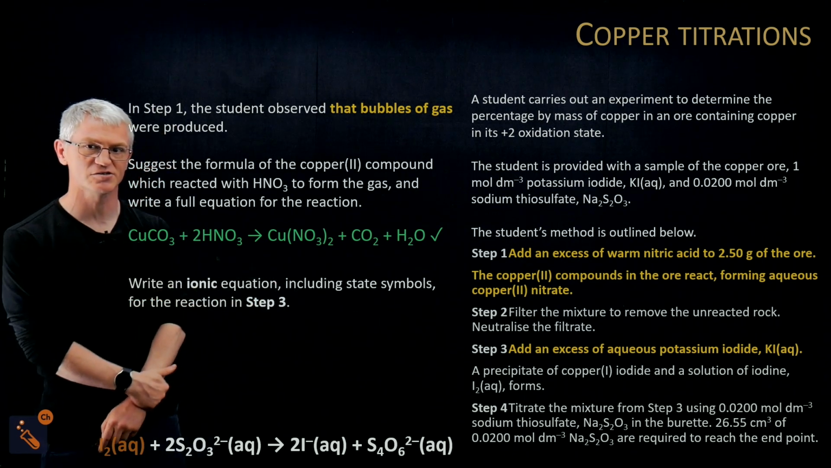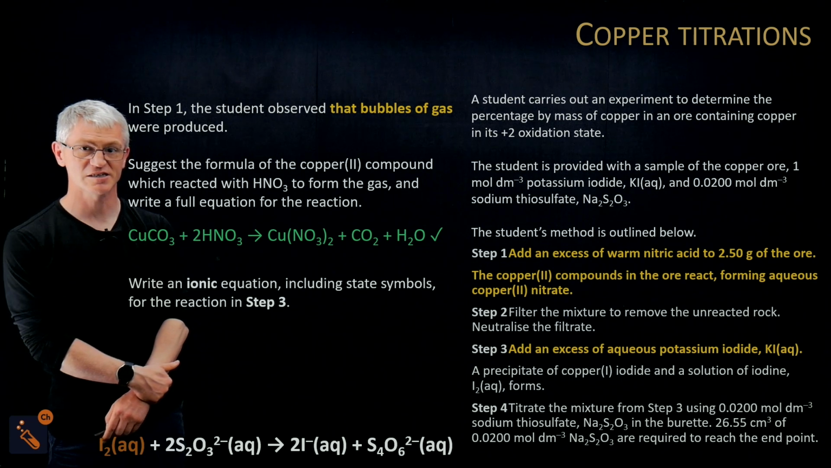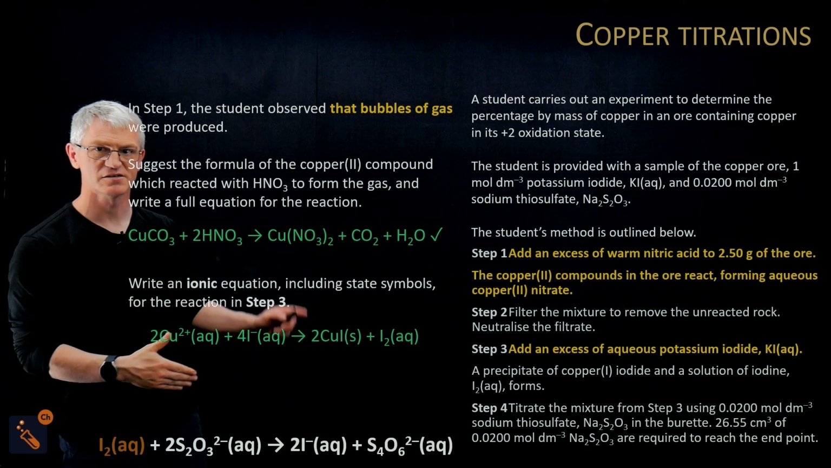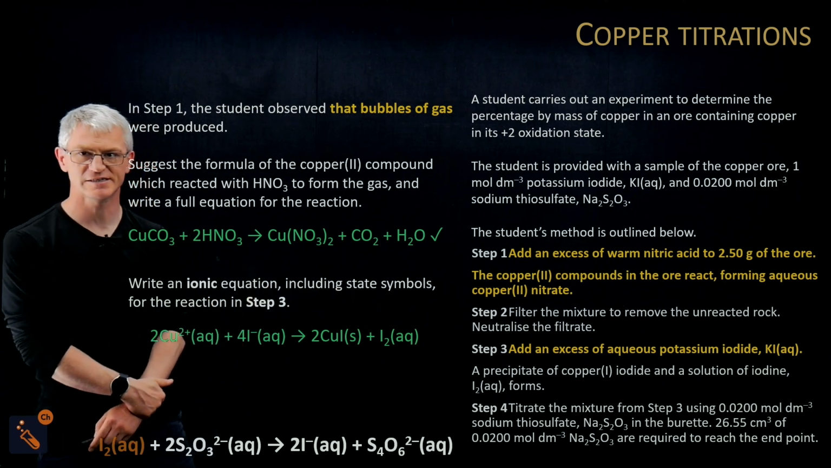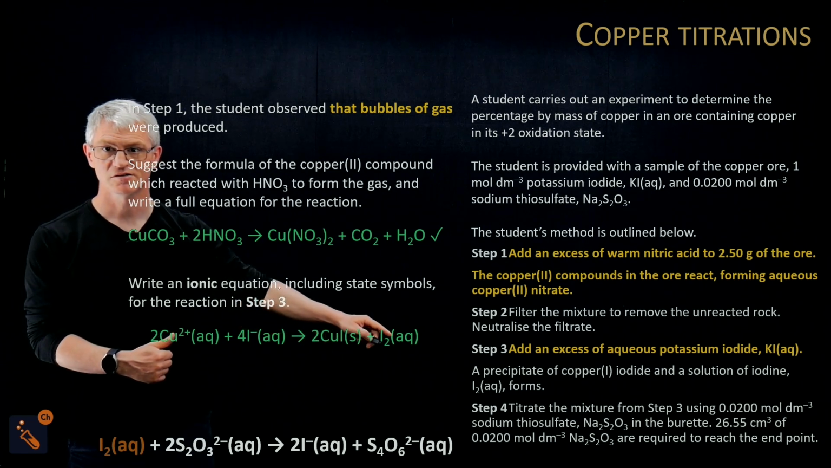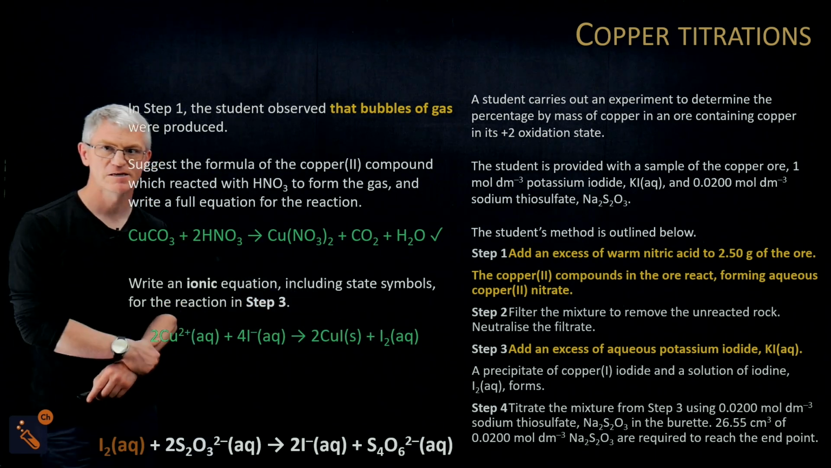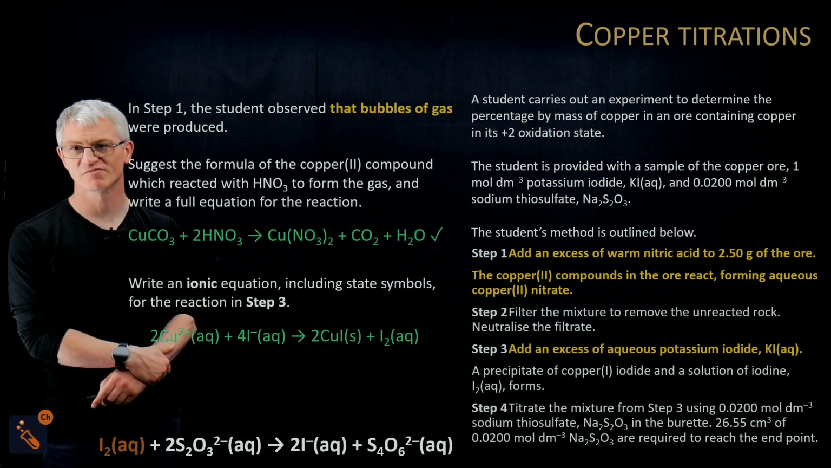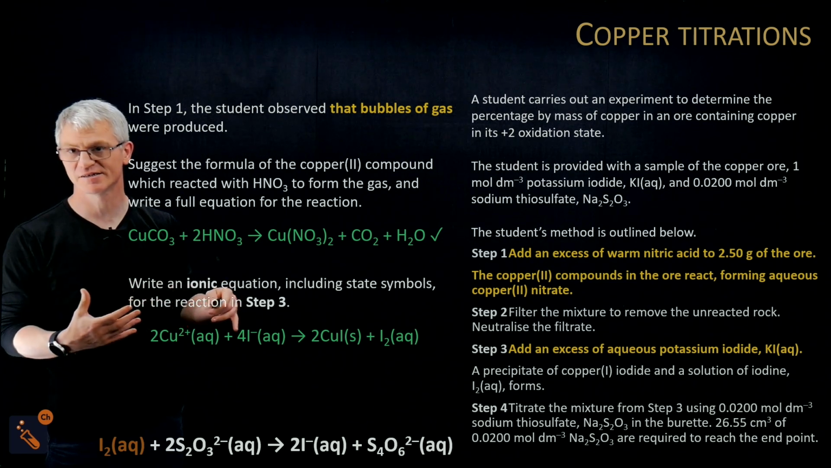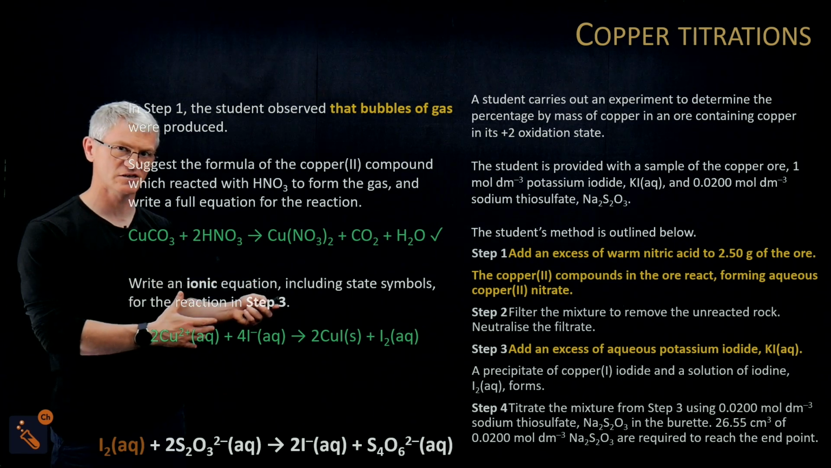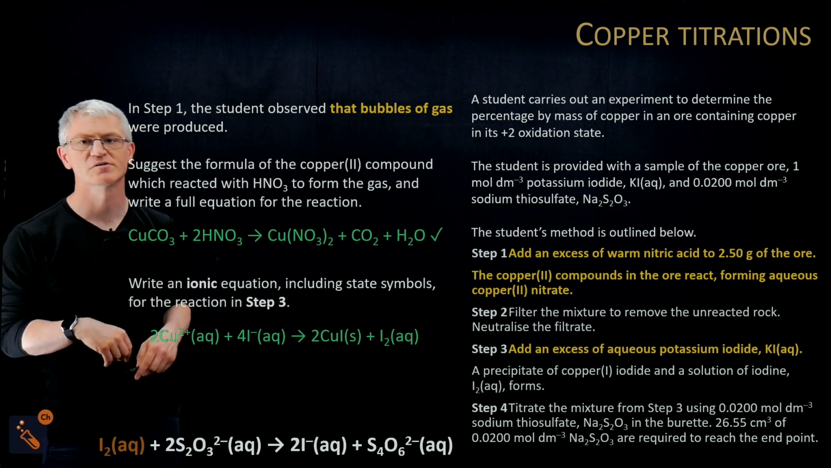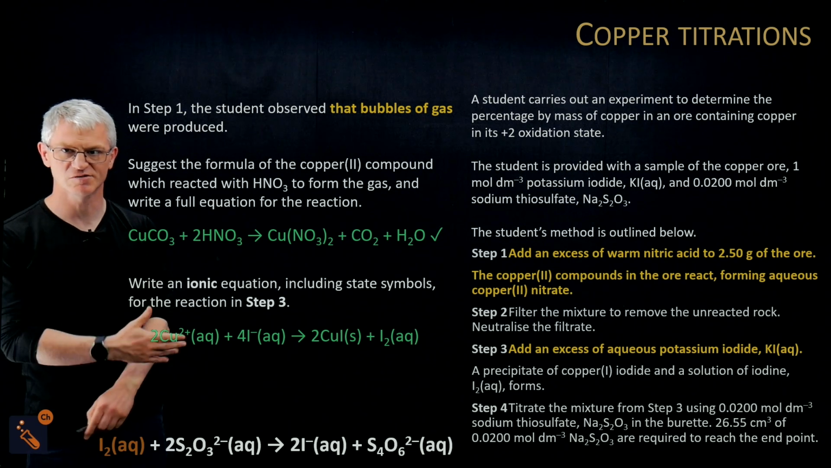Precipitate of copper iodide and a solution of iodine forms. Okay, so they're the products. So there we have it. So there's our copper, there's our iodide, and there's our copper iodide, and there's our iodine. And creates that brown colour that we saw earlier, white with this brown. Okay, if you ever want to practice balancing a redox equation, there's a specific redox video where you can balance these kind of equations. This is one they like you to balance. Okay, but I won't go through it in this video because here it is.